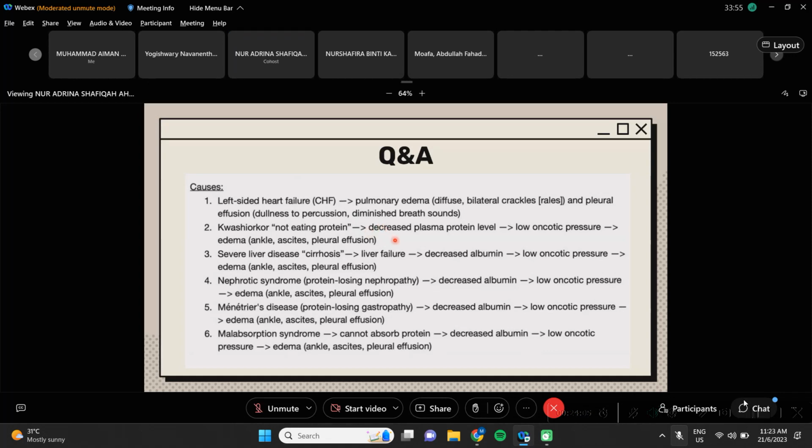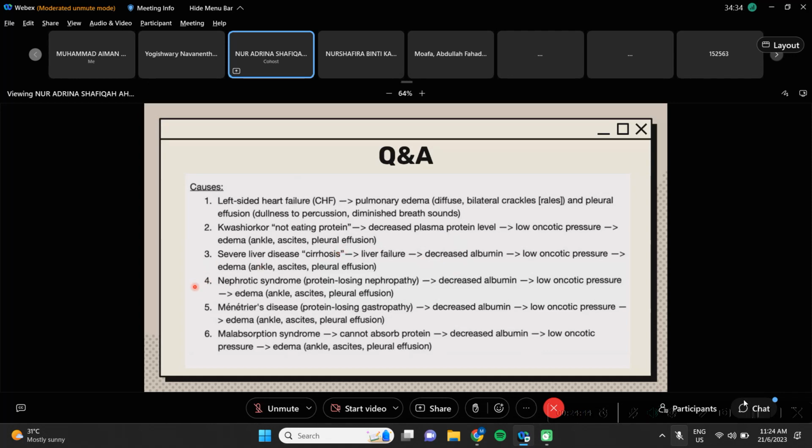It should be transudative, right? It cannot be exudative. So the SAAG for the second question is more than 1.1. Moving on to the third question, which is severe liver disease or cirrhosis. We know from cirrhosis, it's self-explanatory, that we have decrease in albumin or hypoalbuminemia. So in this case, low oncotic pressure will cause transudative ascites, and then the SAAG will be more than 1.1.